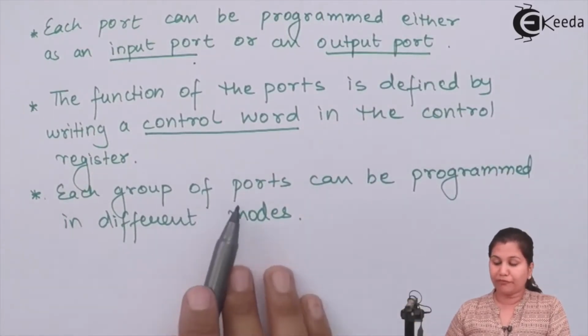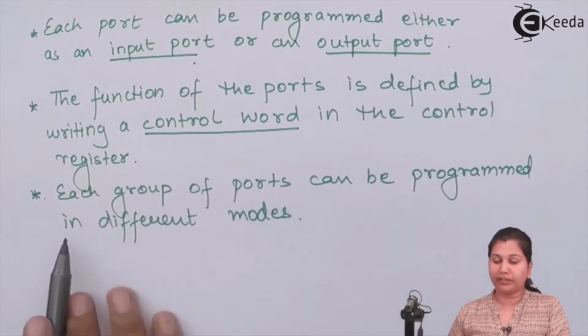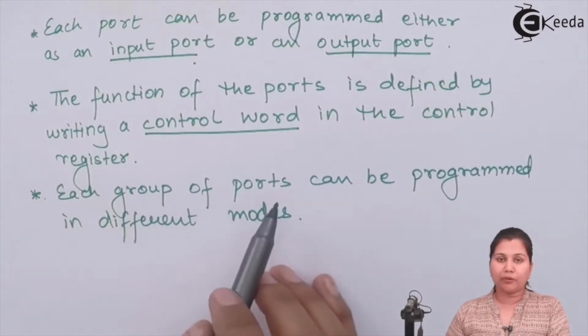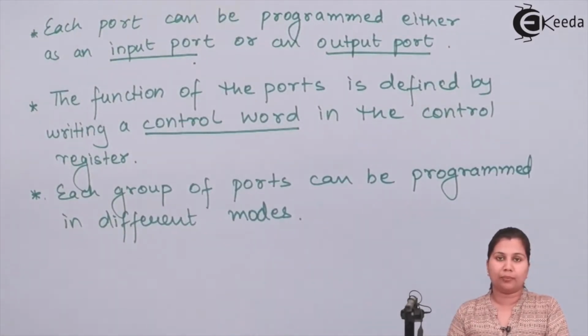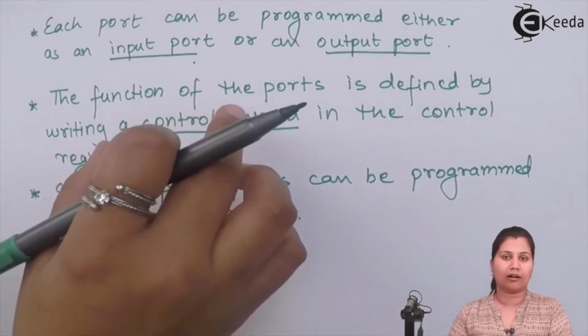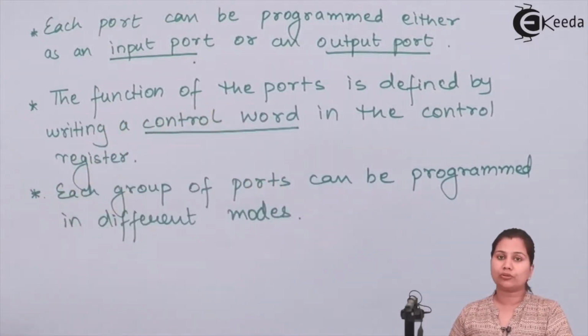Now each group of ports can be programmed in different modes. Group of ports means we have said that the ports are divided into two groups, group A and group B. Each group of ports can be programmed to work in different modes, and the modes are decided by the control word. Now there are two modes in 8255. First is bit set reset mode, and second is input output mode.